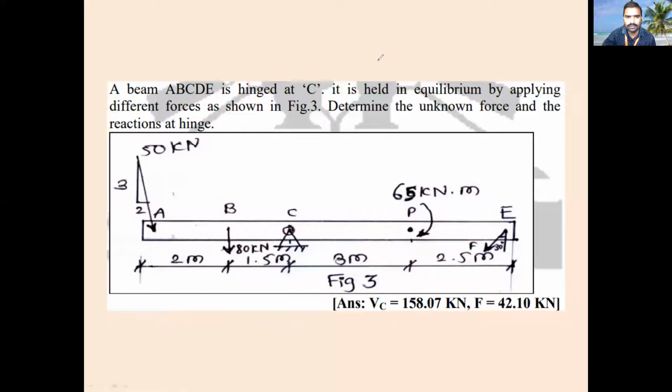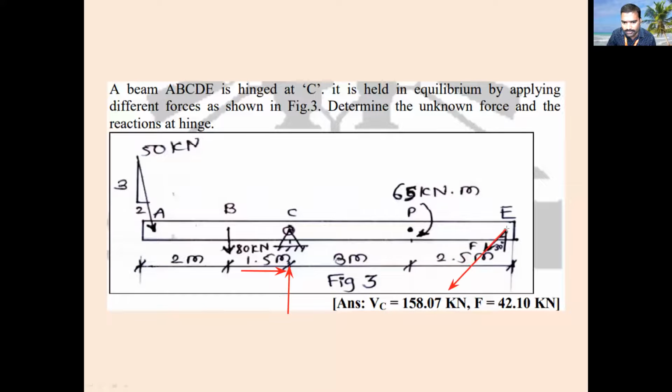Yes, sir. Will you solve this problem? Sir, please repeat. Okay, you didn't understand, I will repeat. So what you have to find out? Tell me, which type of support it is? Hinged. There is a vertical reaction. There is a horizontal reaction. Correct?